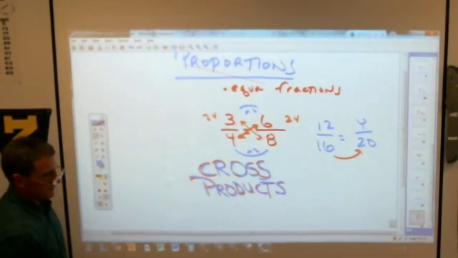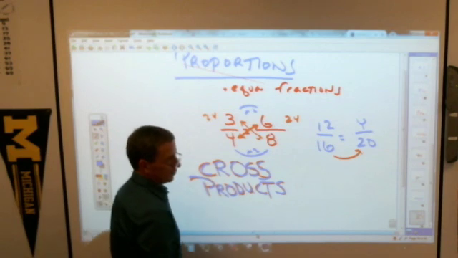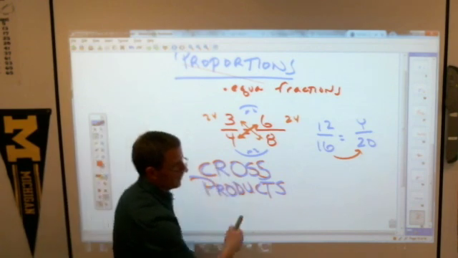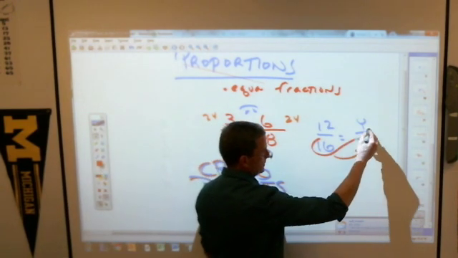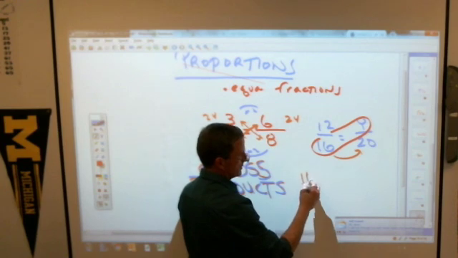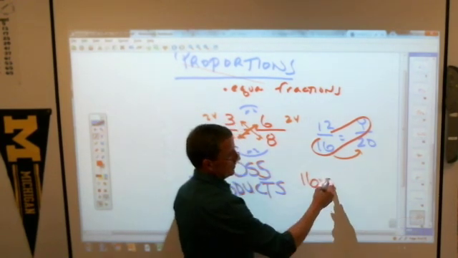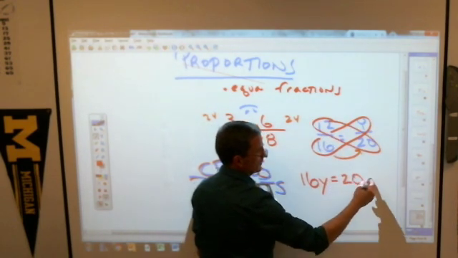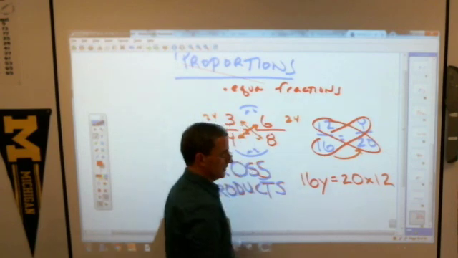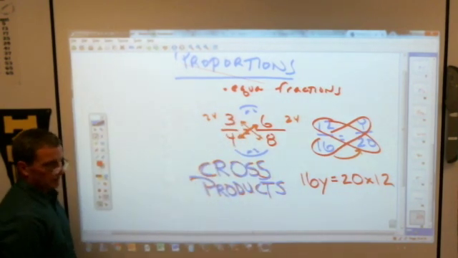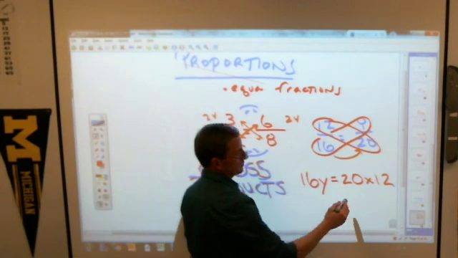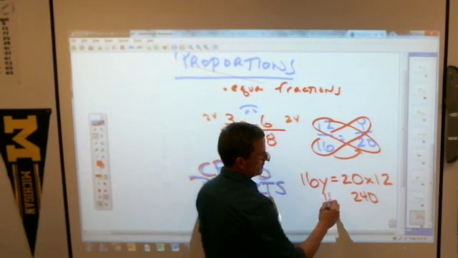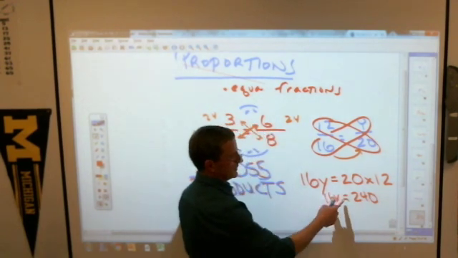And what that means is this. When you have a ratio or proportion that you can't solve just by looking at it, you do this. You multiply this times this, which is 16 times some number we don't know. But that has to equal what you get when you multiply 20 times 12. And it means you're going to have to do a little bit of work. But you're not afraid of work. 20 times 12 is 240.